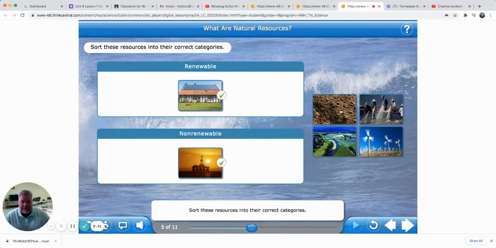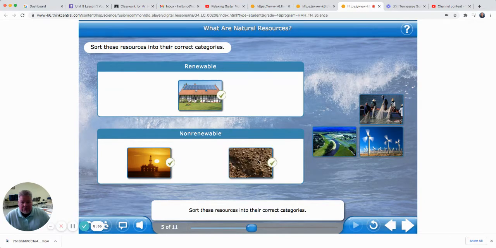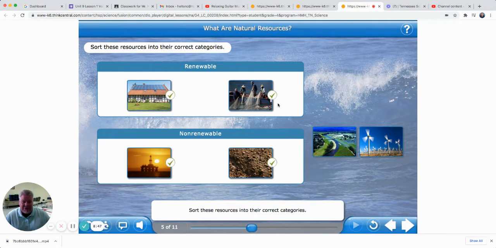Soil, we learned in our lesson yesterday that soil is non-renewable. It takes a long time to make soil. All right, fish. Fish are renewable because they can have babies, right? So fish can produce more fish. They're renewable. We can put fish back in streams.